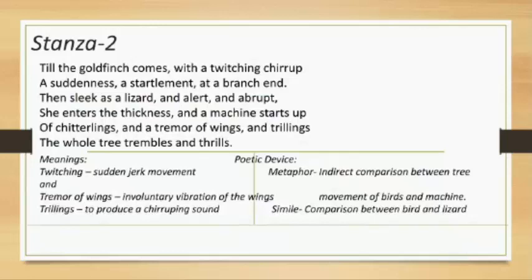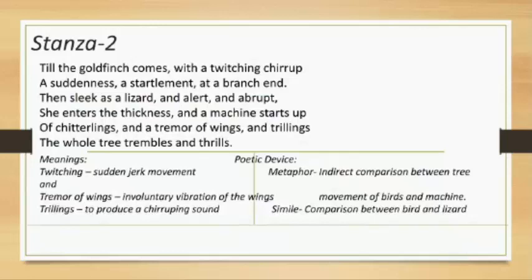So when the goldfinch came and perched at the end of the branch, suddenly there was a jerk movement, right? And then the bird is compared to a lizard. Why a lizard? Because it moved with the same sleek approach. It was also very alert and very abrupt. Abrupt means quickly, the bird entered the thick bushes of the laburnum tree, and the machine started.